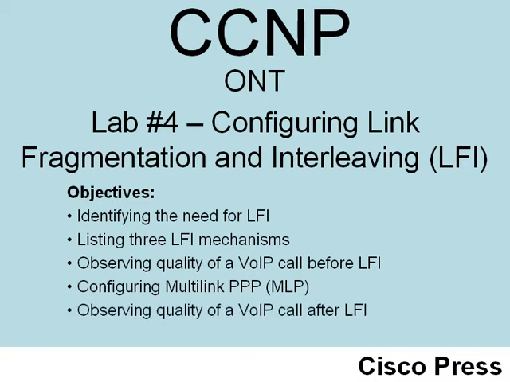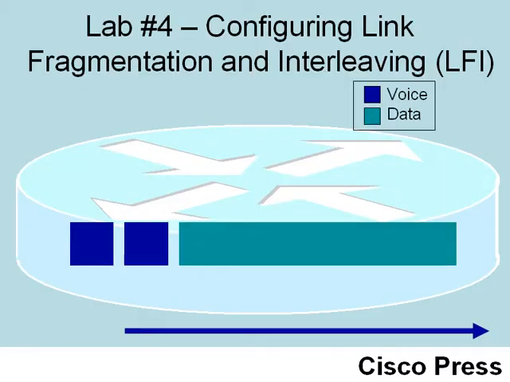But first, let's consider why we might need a link fragmentation and interleaving mechanism to begin with. Let's say that we have a big data frame inside of the router. Let's say that it is a 1500 byte frame, and behind that frame we have a couple of relatively small voice frames. The issue we could have is on slow speed links, and by slow speed, I mean specifically less than 768 kilobits per second. It's on those link speeds where we typically use LFI.